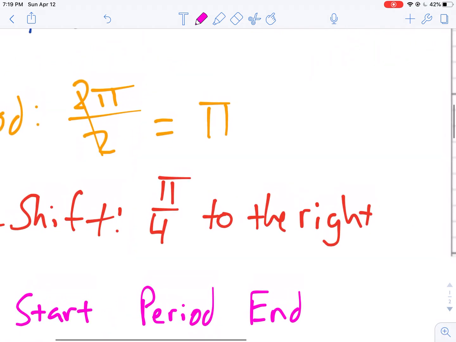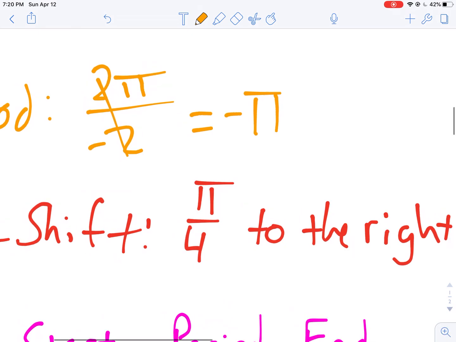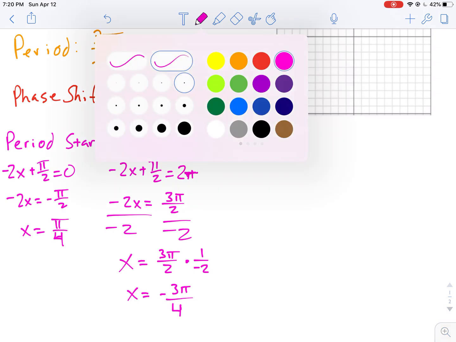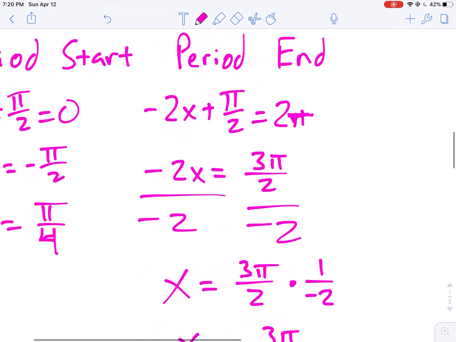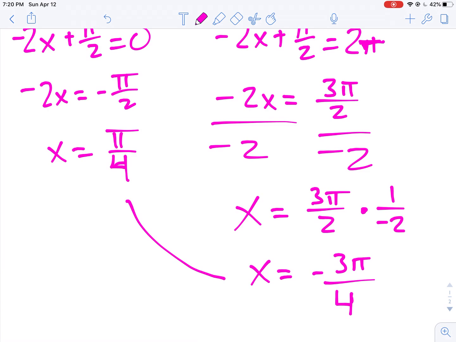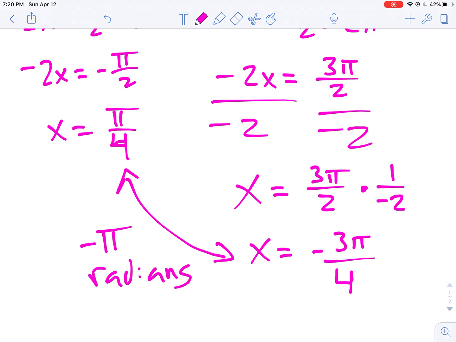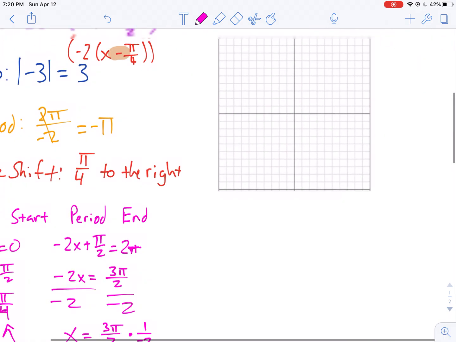Again, I wrote out my period as pi, and I said not to think about it as negative pi. But if I want to go back and think about it as negative pi, I move negative pi radians here. So if I start at pi over 4 and then I move down here, this would be negative pi radians. And again, that still is a period of pi radians. We're just thinking about now moving it backwards as opposed to moving it forwards. It's kind of a different concept, but we can still do that.